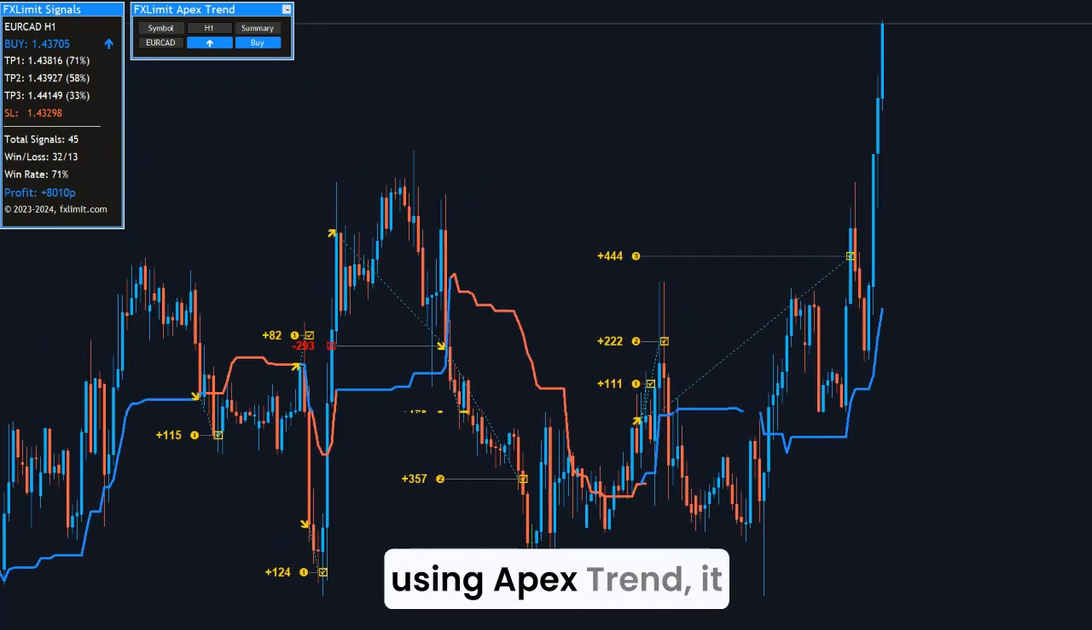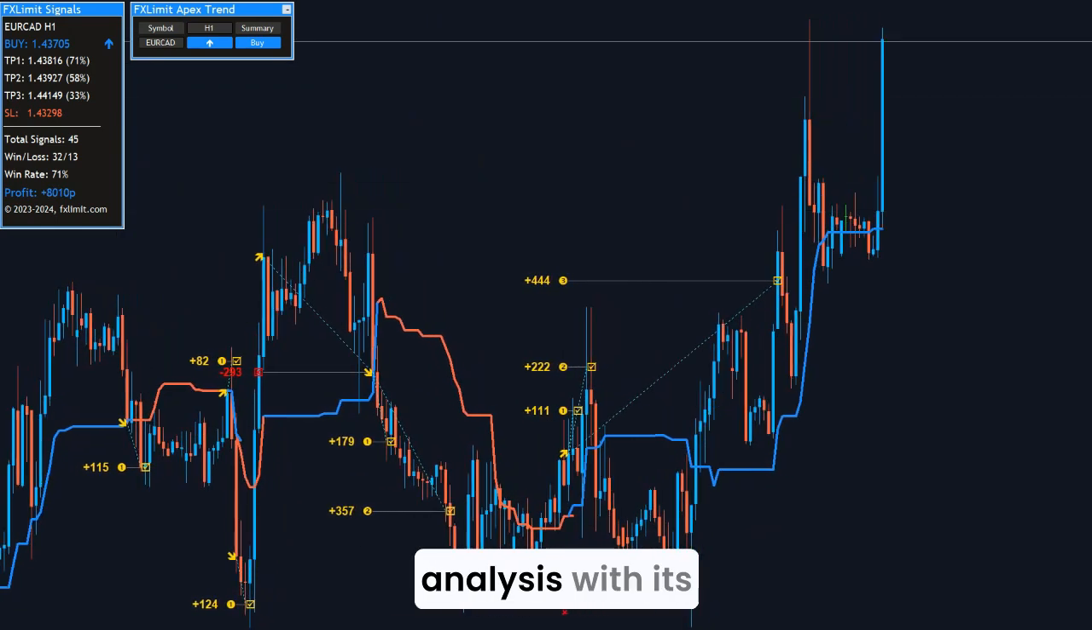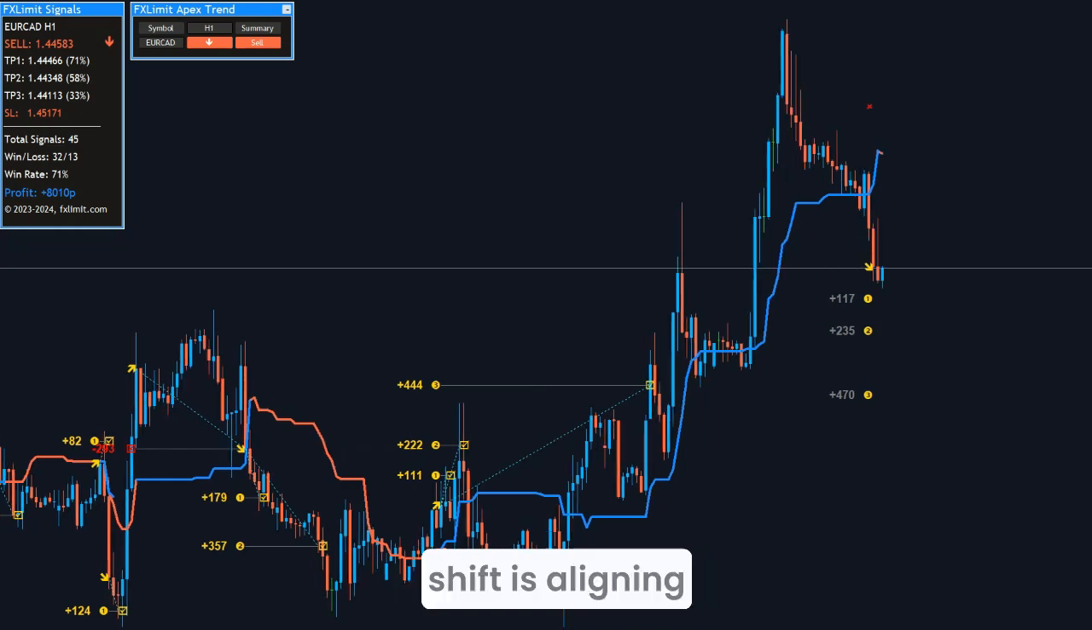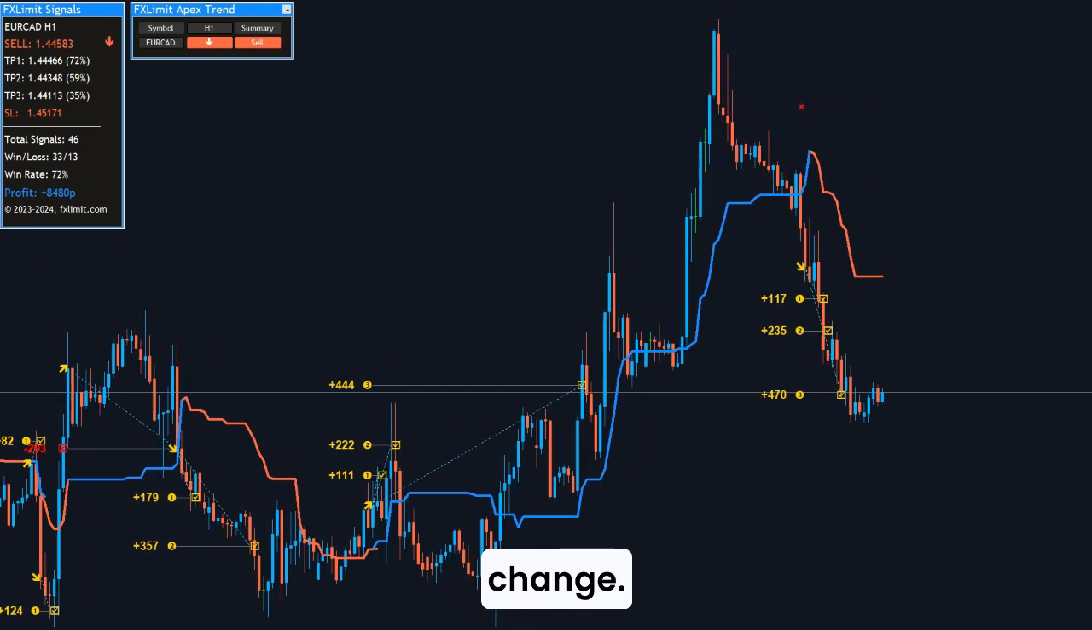If you're already using Apex Trend, it can reinforce your analysis with its real-time trend scanner, letting you confirm if your internal structure shift is aligning with a broader trend change.